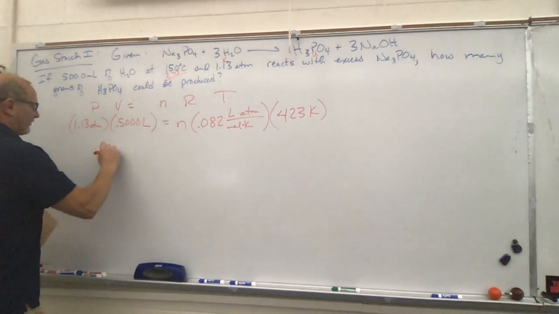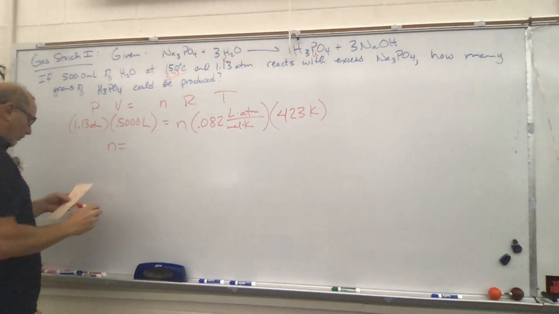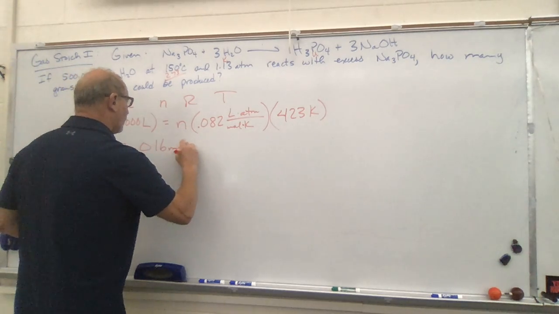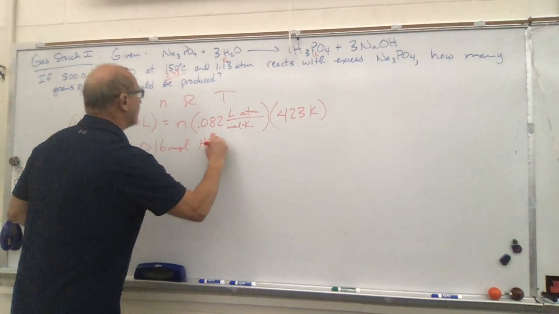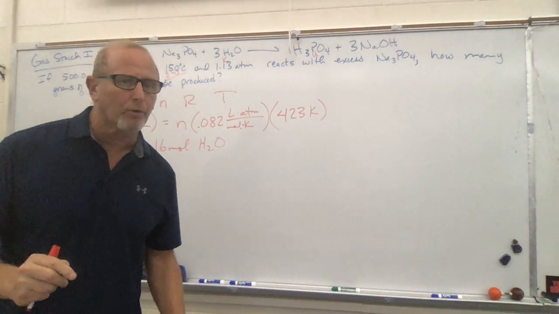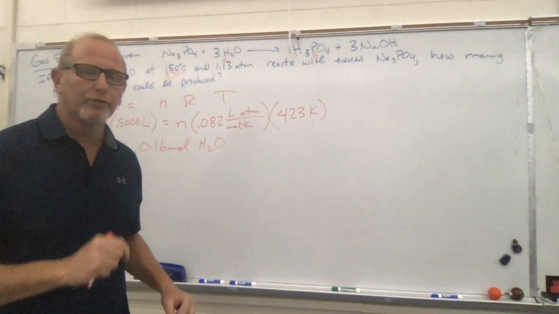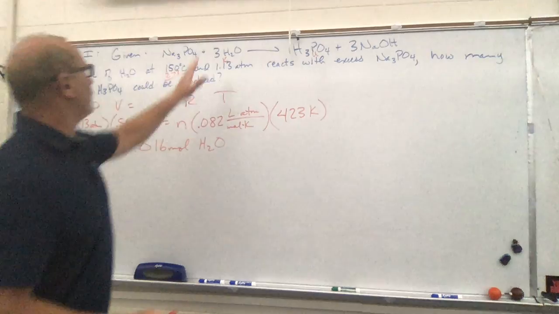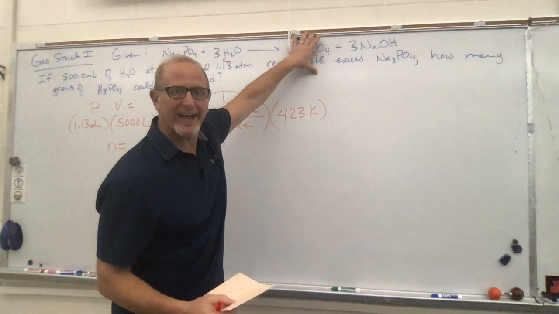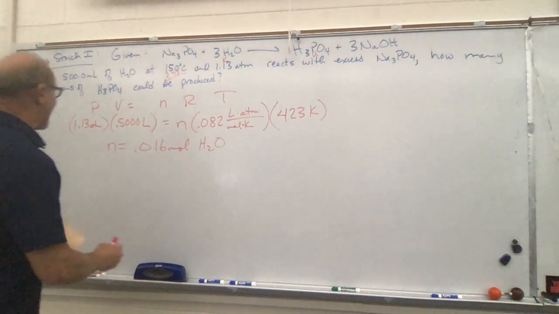Now, if I solve this, I'm going to find out we have 0.016 moles of H2O. That's the first step in this problem. Find out how many moles we've got. Now we have to do the stoich. We have to go from H2O to H3PO4 and turn that into grams. Here's what that looks like.